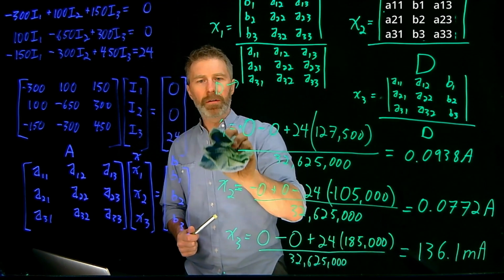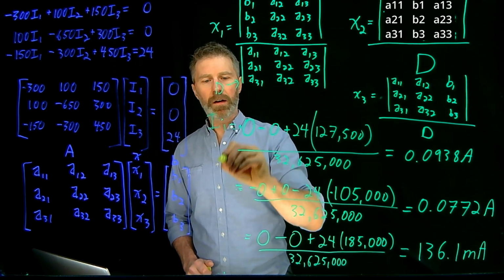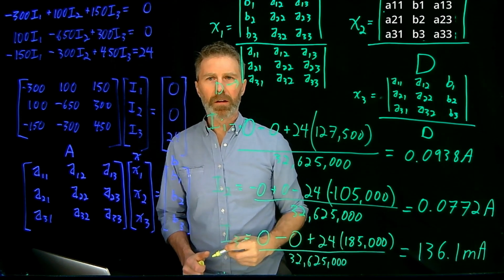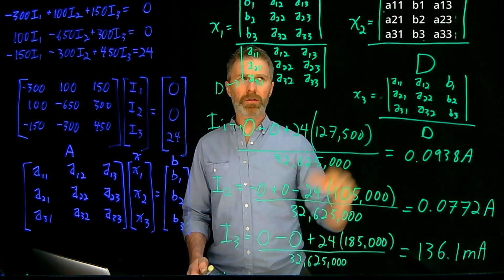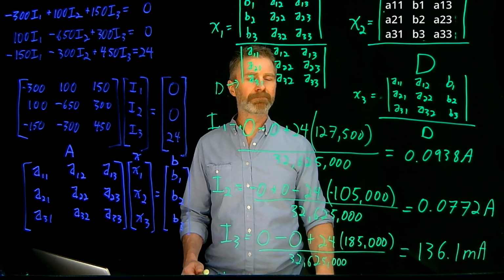I guess I really shouldn't have called these x1, x2, and x3. These are actually I1, I2, and I3. So going back to the original circuit from that other video, and you can find the links below or maybe up here, you can see how I determined the values for the current for that particular circuit.